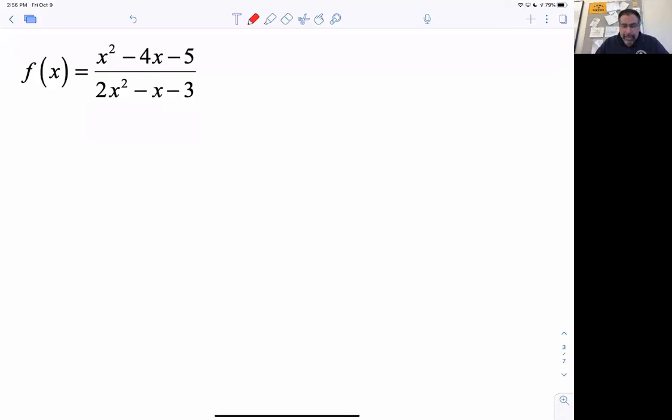Okay, Math 150, let's take another look at graphing a rational function. This time we're going to be dealing with f of x equals (x squared minus 4x minus 5) over (2x squared minus x minus 3). So the steps are always the same.